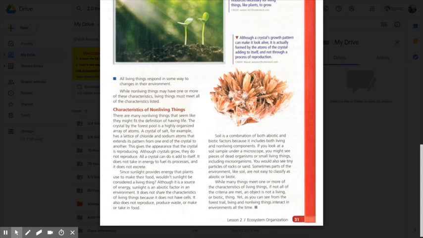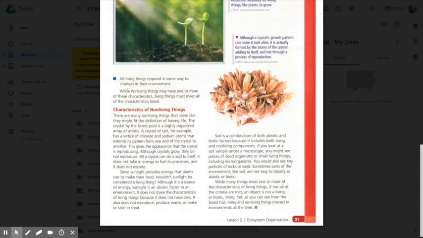Soil is a combination of both abiotic and biotic factors, because it includes both living and non-living components. If you look at soil under a microscope, you might see pieces of dead organisms or small living things, including microorganisms. You would also see tiny particles of rocks and sand.